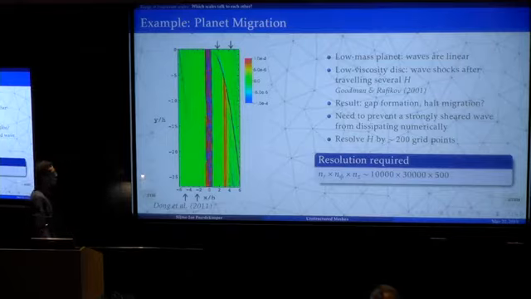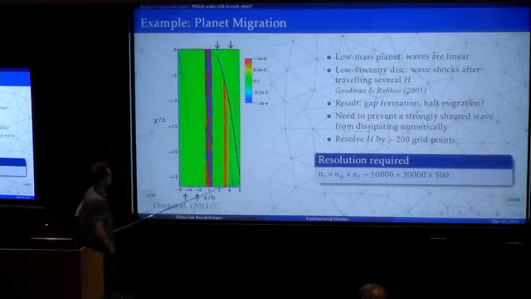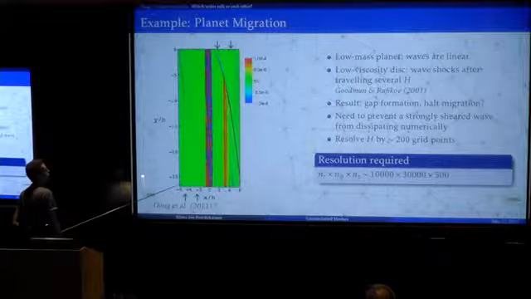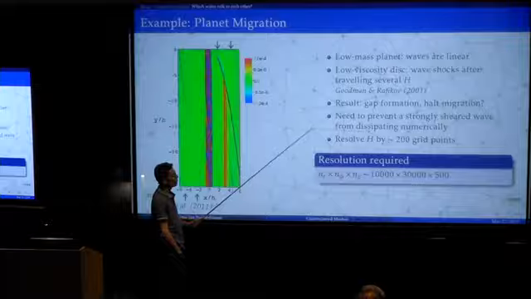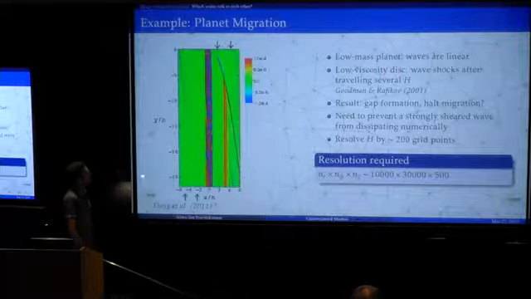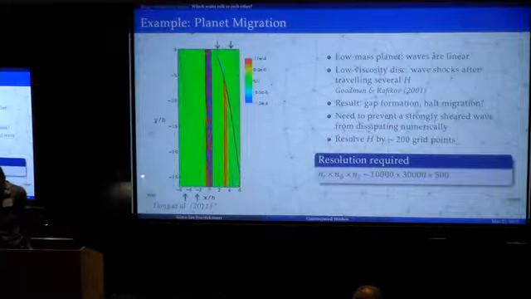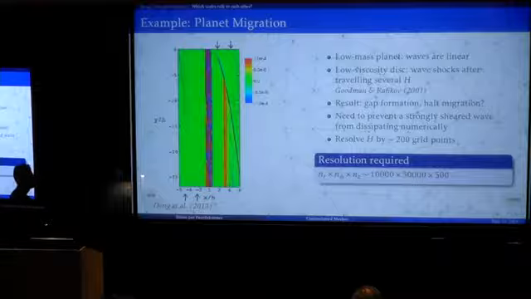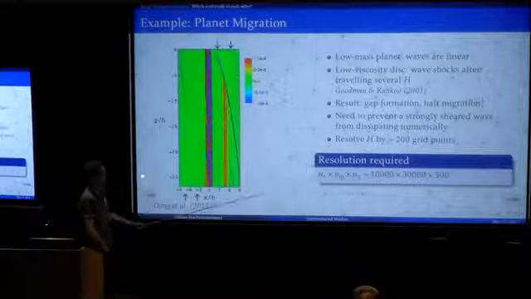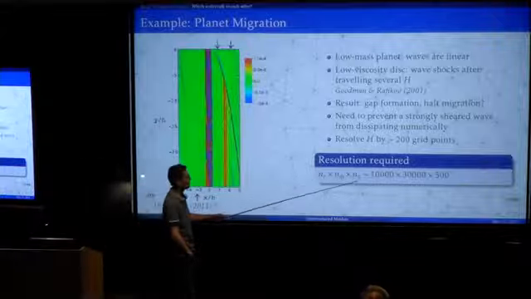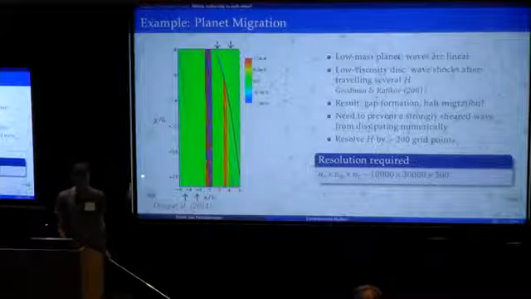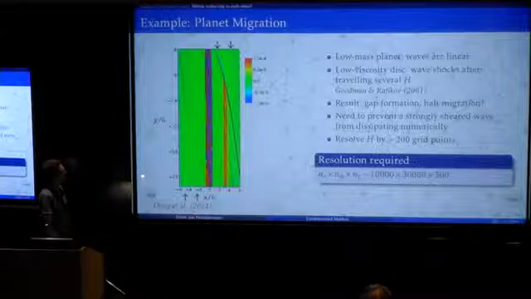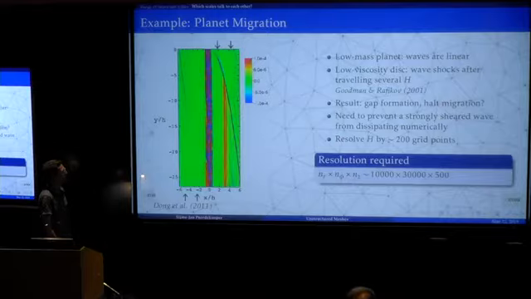What they found is that in order to capture this, and this is a local simulation, I should stress, a shearing sheet simulation, you need to resolve the scale height by roughly, well, more than 200 grid points. Now, of course, if you want to say something about migration and gap formation, you need a global run. So the resolution you require, if you do that with a single resolution, is 10,000, 30,000 grid points in every direction. So this is becoming quickly very, very large simulations.